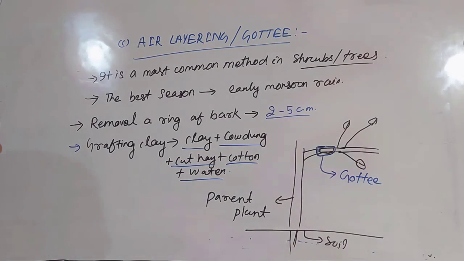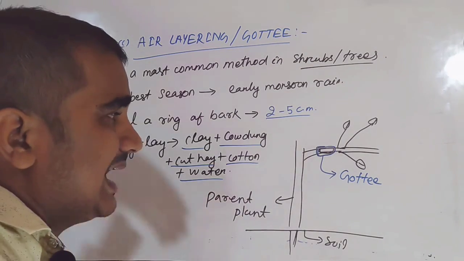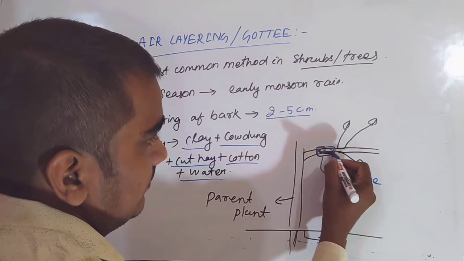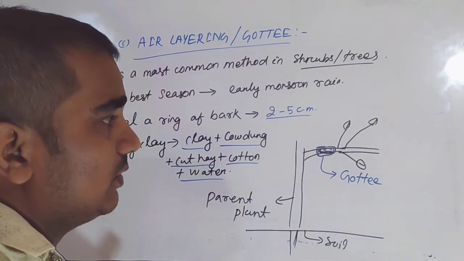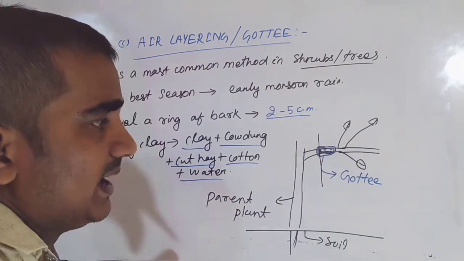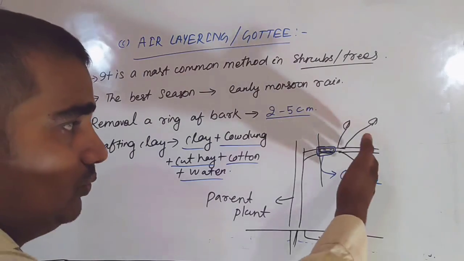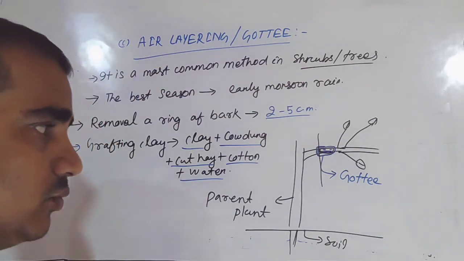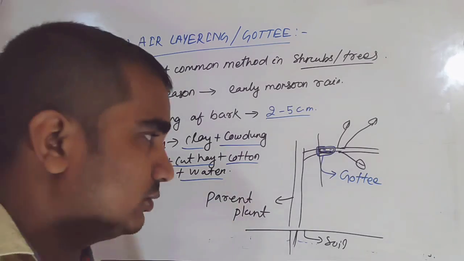After a few days or a few weeks, adventitious roots develop here, and we can now cut this portion with the root from the parent plant. It is a new plant. Now it can be planted in soil.